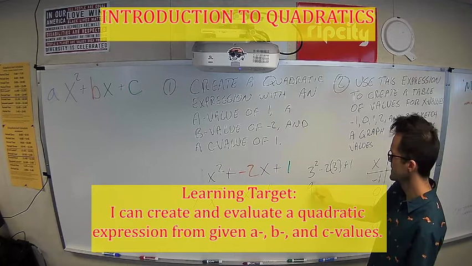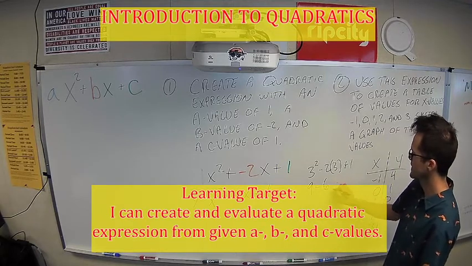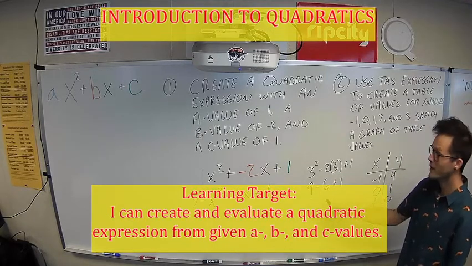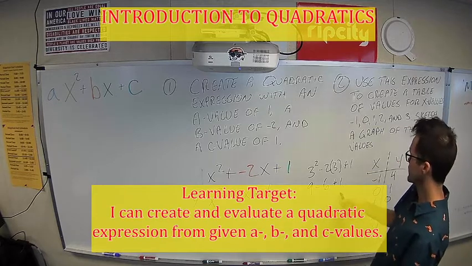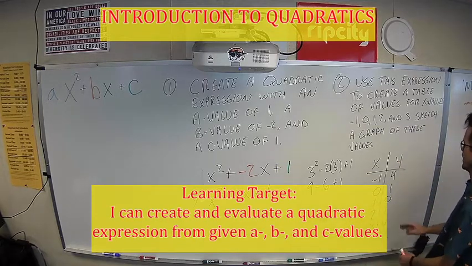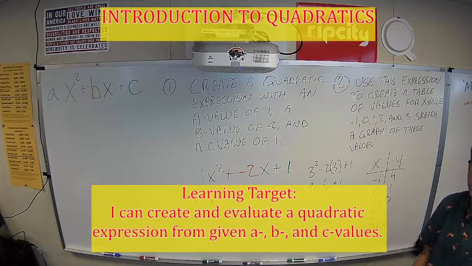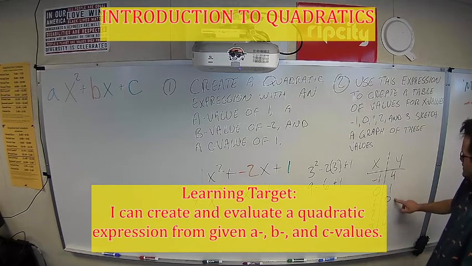3 squared, that's 9, minus 2 times 3, that's minus 6, plus 1. 3 minus 6, that is positive 3. Positive 3 plus 1, that's 4. Check this cool pattern that's been created. We go from 4 to 1 to 0 to 1 to 4.